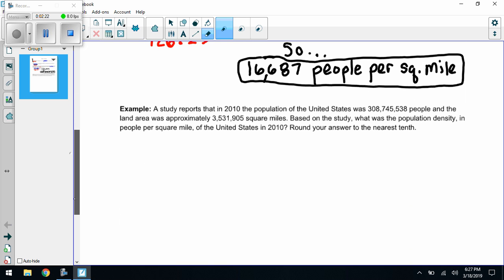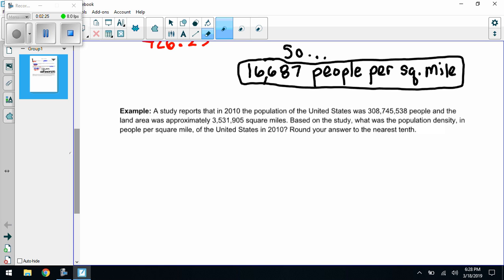Moving on to example 2, the study reports that in 2010, the population of the United States was 308,745,538 people, and the land area was approximately 3,531,905 square miles. Based on the study, what was the population density in people per square mile of the United States in 2010? This time it tells us to round our number to the nearest tenth. It's very important to read the directions, especially when you do the practice problems and mini quiz.